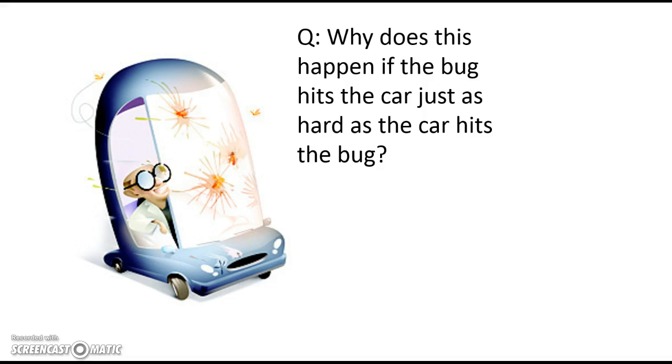Let's go to a more extreme example and something that in normal life we wouldn't expect. This is the idea of the interaction or collision between a bug and the windshield of a car. We normally look and say, hey, the car must hit that bug a whole lot harder than the bug hits the car because one splats and the other just continues on. So really, why does this happen? Why does the bug splat if the bug hits the car just as hard as the car hits the bug?